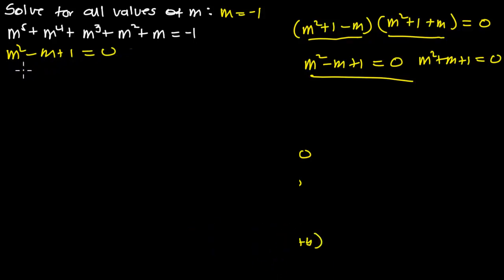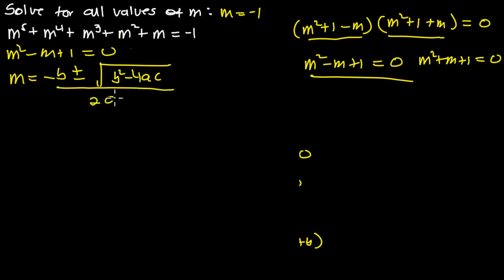And the quadratic formula is given by m is equal to negative b plus or minus the square root of b squared minus 4ac all over 2a. Now let us compare the quadratic equation over here with the general quadratic equation. So when we do that, we can realize that a will be equal to 1, and then b will be equal to negative 1, and c will be equal to 1.